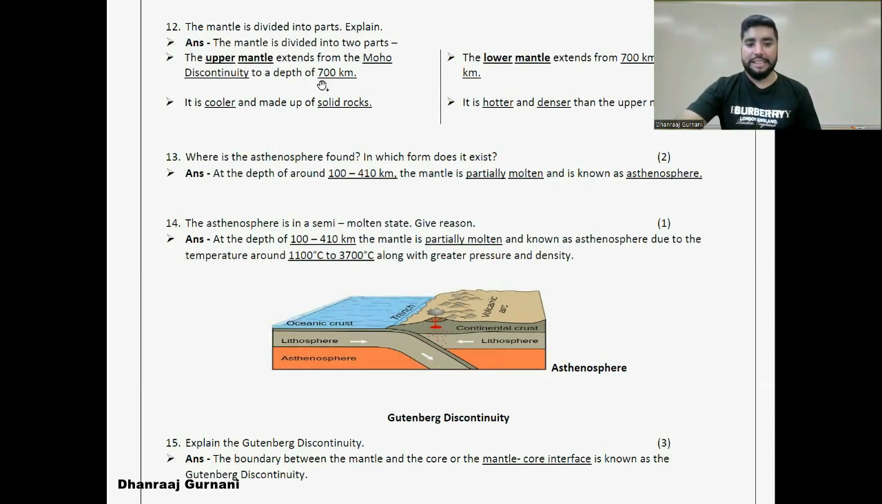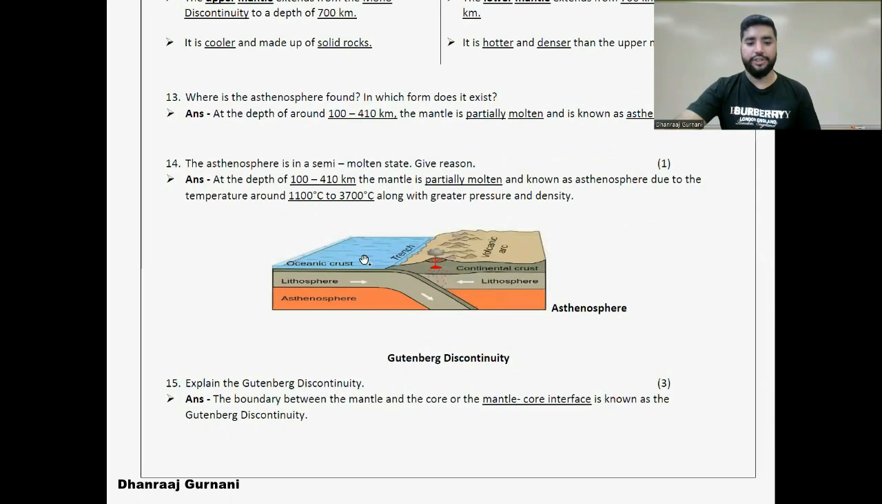Moving to the next layer, Gutenberg discontinuity. I'll show you the image also of the Gutenberg discontinuity. The boundary between mantle and core. So we finished two layers. We did mantle and we did the core. The innermost was the core. Above the core is the mantle, which is the middle layer. M for mantle, M for middle.